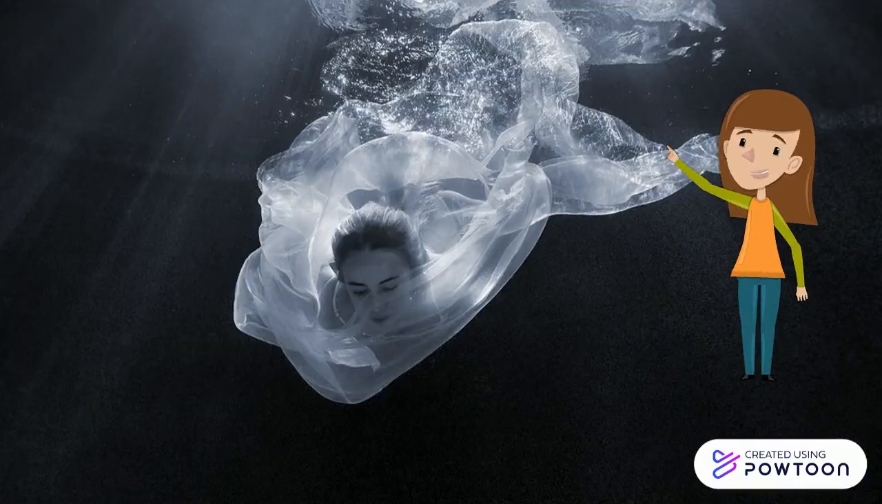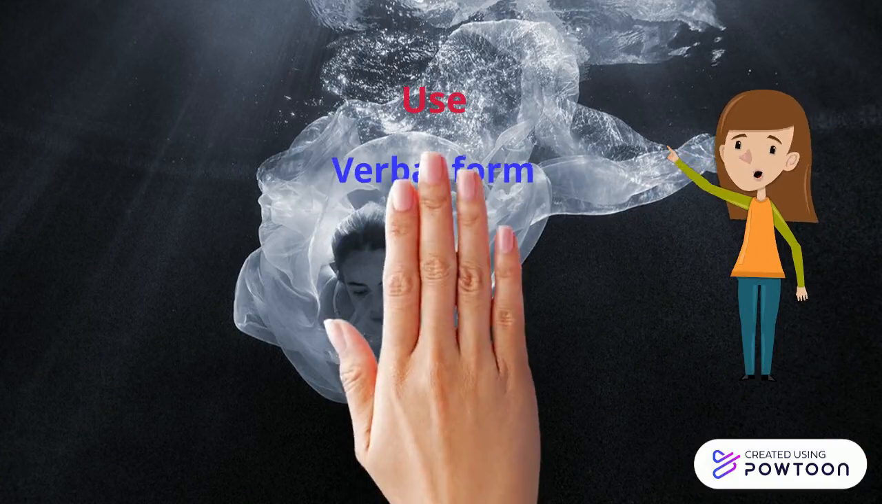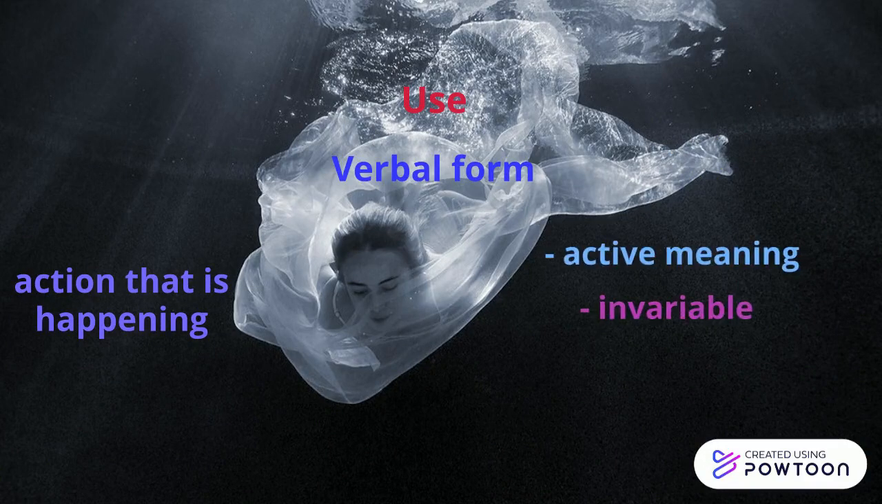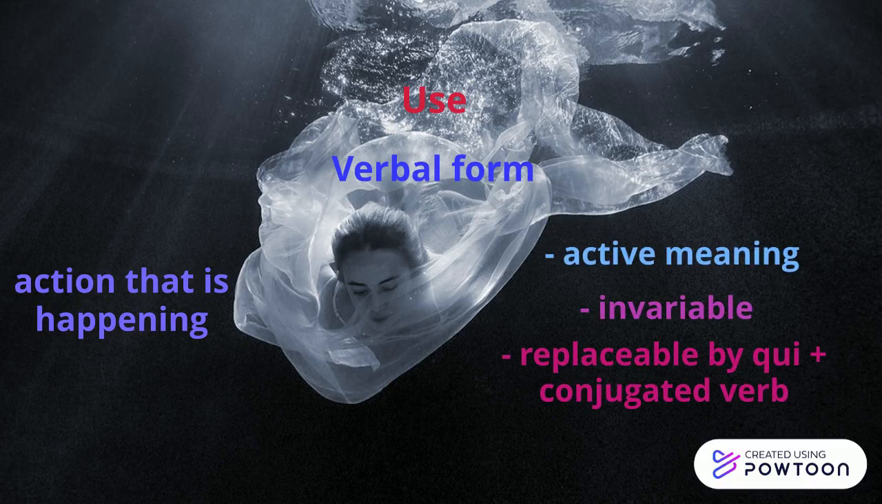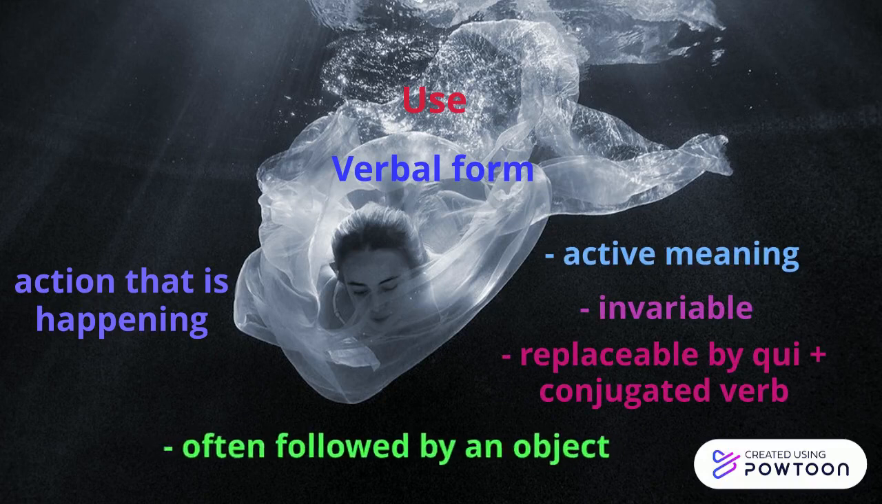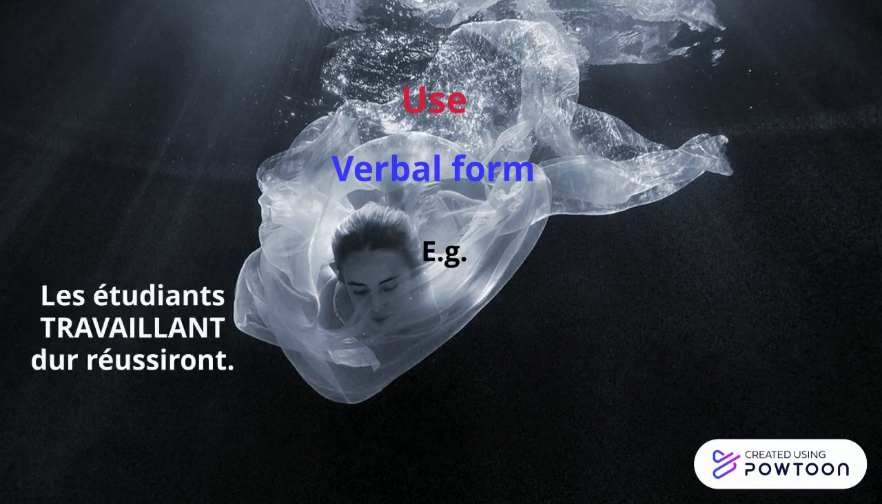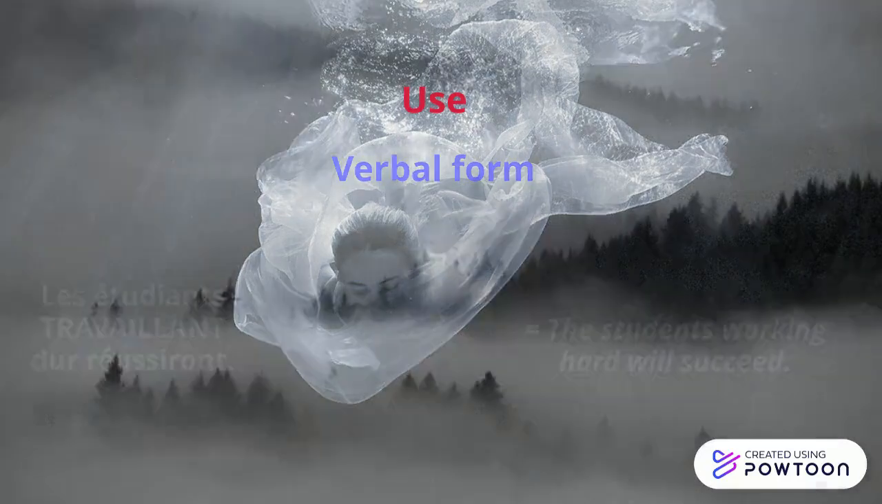The present participle is used in the following situations. Firstly, as a verbal form to express an action that is happening. It has an active meaning, it is invariable, and it can be replaced by qui plus a conjugated verb. Please note that it is often followed by an object. For instance, les étudiants travaillant dur réussiront. The students working hard will succeed.